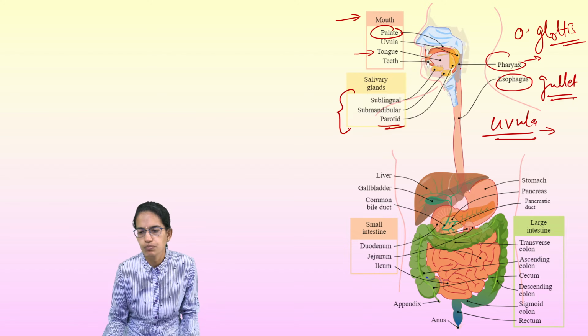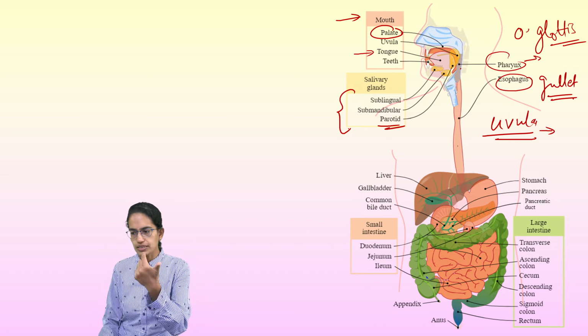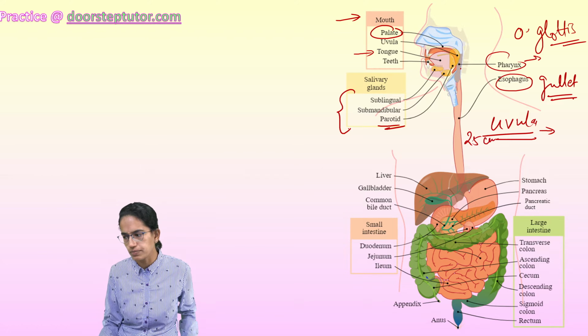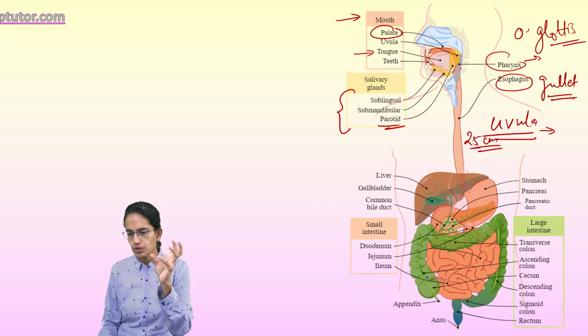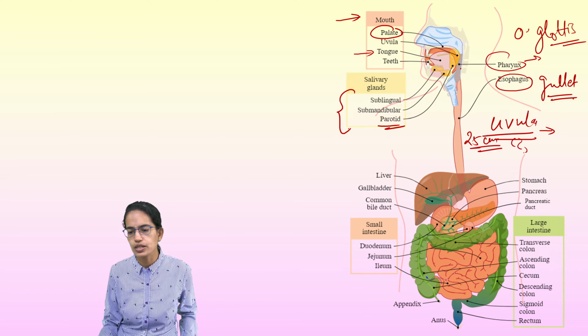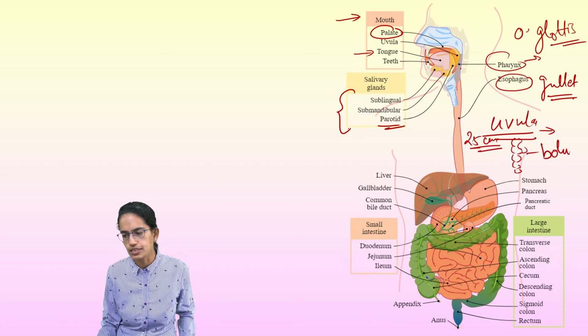Next to it, we move to the esophagus. So esophagus is the passage which is around 25 centimeter long. The food passes down through the peristalsis movement, which is the regular contraction movement, and the food is in the form of bolus as it moves down.